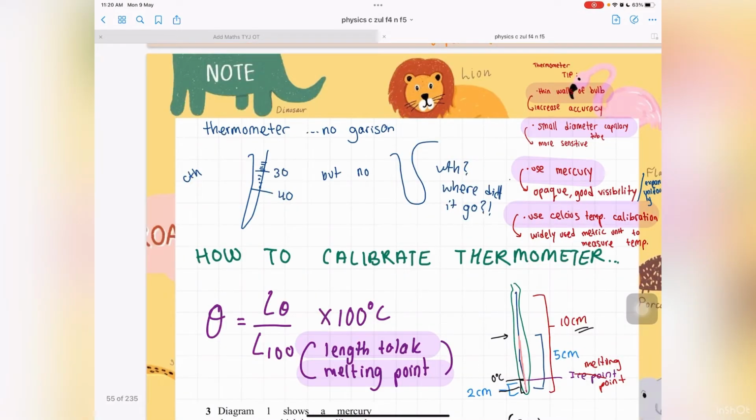So what happens when a thermometer does not have, I call it garisan, but basically there's no line to indicate the actual temperature that the thermometer is measuring? So where did it go, right? Now we're going to learn how to calibrate a thermometer.